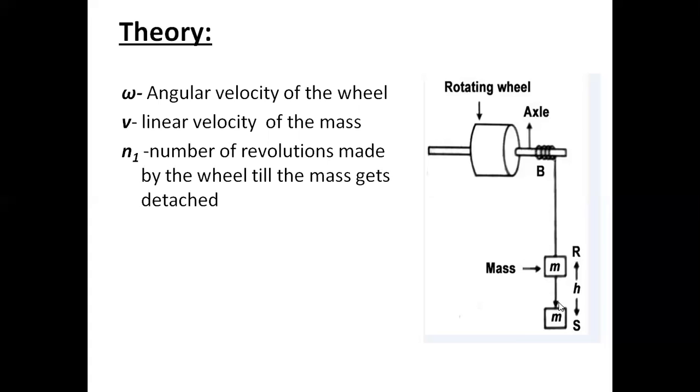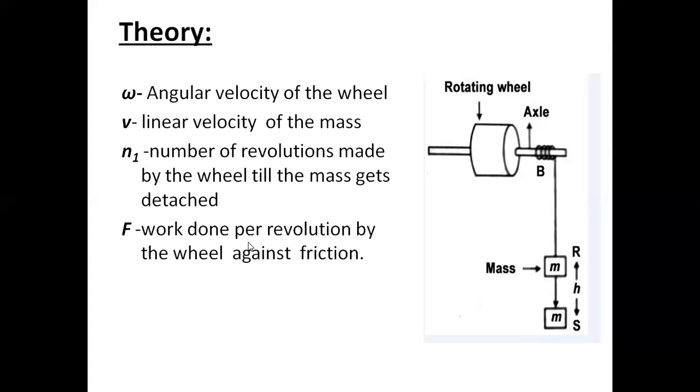Once the mass touches the ground, the peg detaches, and then the flywheel starts rotating with a maximum angular velocity. Initially, as the mass descends, let the flywheel make n1 number of rotations till the mass gets detached. Then let f be the amount of work done per unit rotation of the wheel against friction.